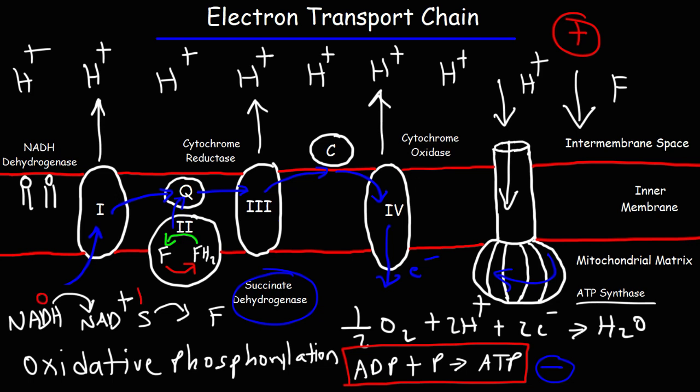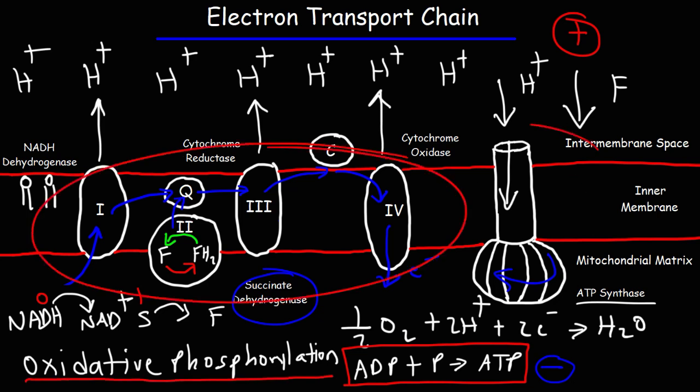So both NADH and FADH2 are oxidized in the electron transport chain. And using ATP synthase, ADP is phosphorylated with a phosphate group making ATP. So combined, we have oxidative phosphorylation. The first part is oxidation, the second part phosphorylation.